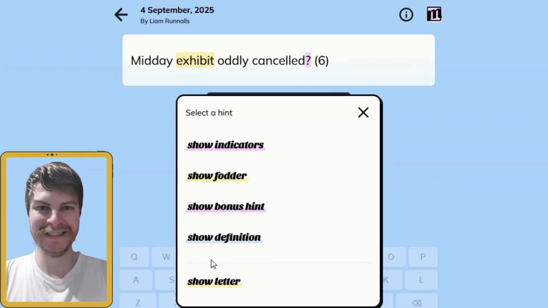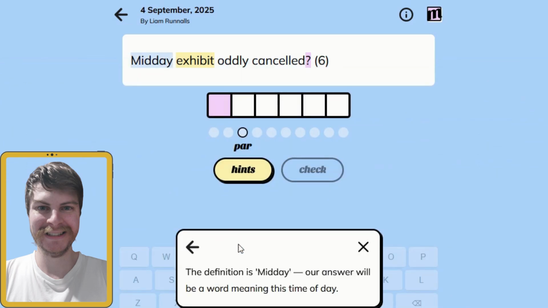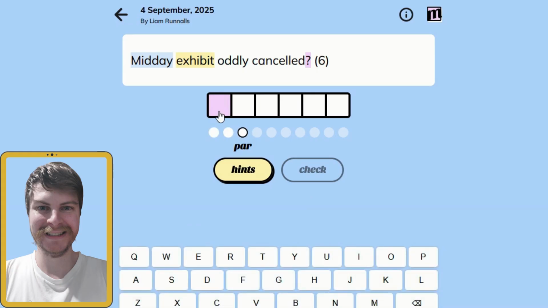Okay, I have to get the definition. If I get a definition, then I can work it around from there. Okay, so I was glad I checked that because I was thinking cancelled. So it says substitution on the word, but it means midday. Okay, so the middle of the day.